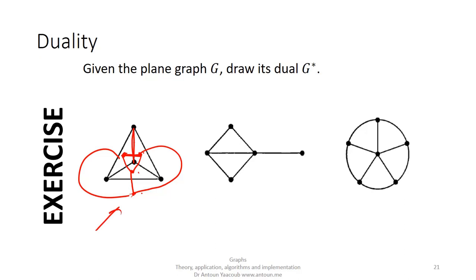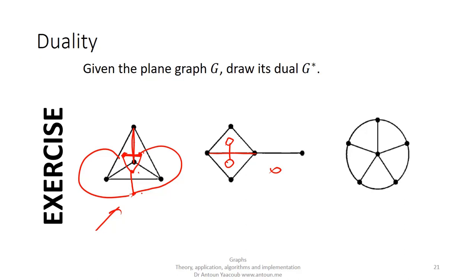As for this one, you know that we have here a loop. I have here a face, I have here a face, and let's draw the face here. Obviously I have here just one edge, because this is the one edge between those two faces.